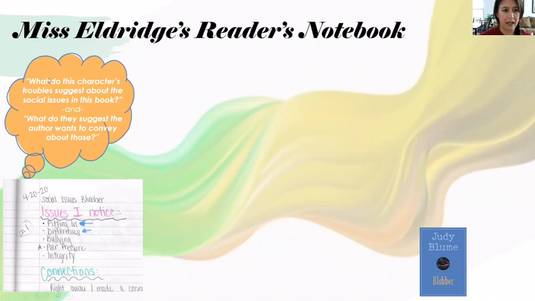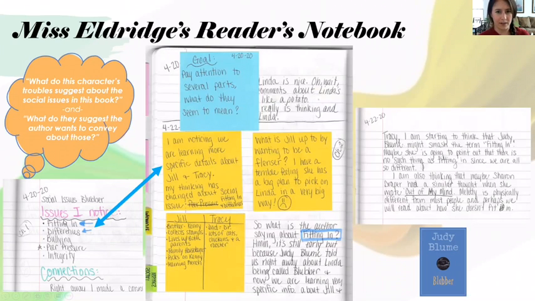as I was reading, I had the question, what did this character's troubles suggest about the social issues in the book? And right away, I started to feel like it's not so much about peer pressure as it seems to be about fitting in and differences. And the reason I thought that is because Judy Blume started to give us very specific details about Jill and about Tracy. And we know that when an author gives you specific details that just stand out as odd or exceptionally different, it's important. You jot that down. So I did. I jotted those ideas down.